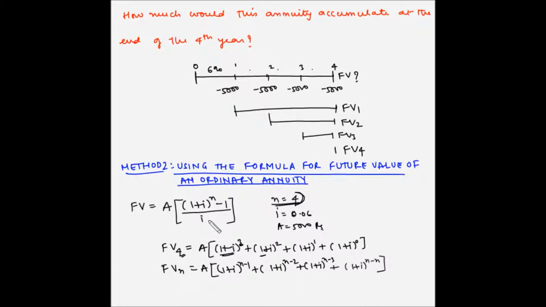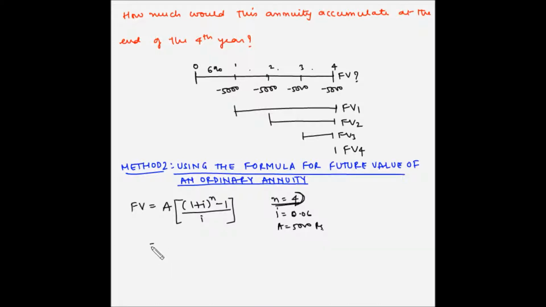So let's plug in these values into this formula. 5,000 into 1 plus 0.06 to the power N, which is 4, minus 1 divided by I, which is 0.06. So this can also be written as 5,000 into bracket 1.06 to the power 4 minus 1 divided by 0.06.